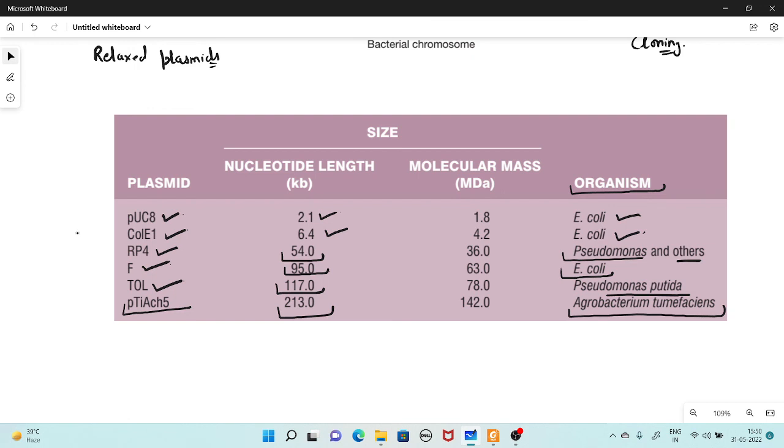So this is the range of plasmids present in different organisms, and it ranges from 1 kilobase pair to 250 kilobase pair. And some of these plasmids are very important for gene cloning purposes, right?